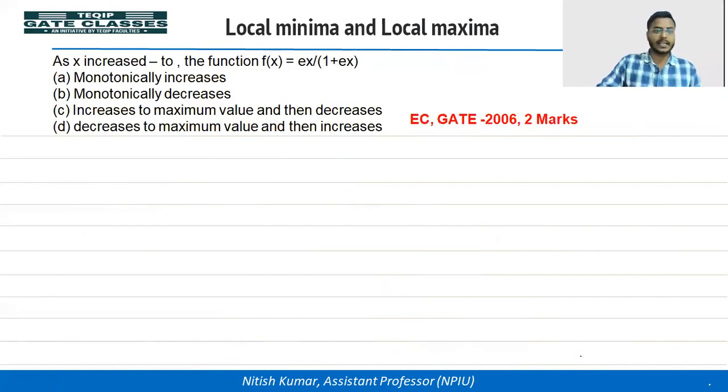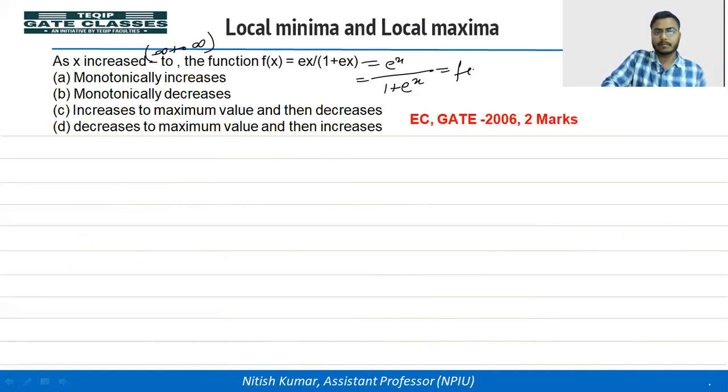Next question we have: as x increases, here it would be minus infinity to infinity. Okay, the function f(x) is equal to e to the power x divided by 1 plus e to the power x. This is the function. Okay, monotonically increasing or decreasing, we have to choose the option.